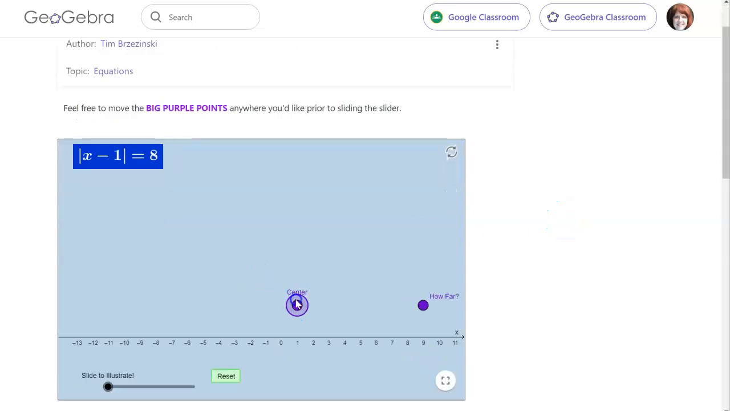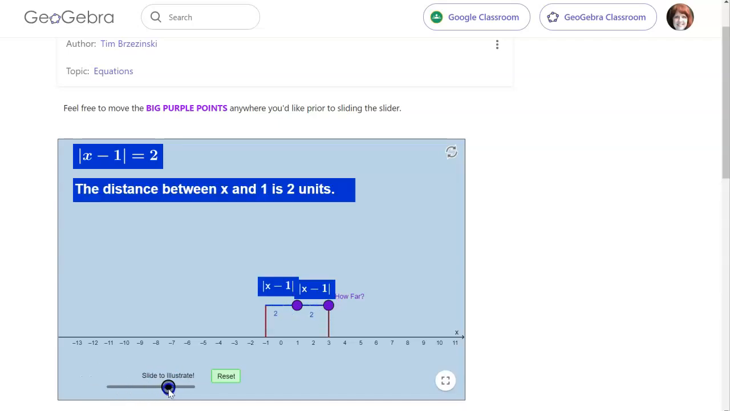Oh, this needs to be at 1. And then this needs to be at 3 for this to be the same. So they're going to play with this until they get that expression. And then down here they're going to click this slider, and it's going to show them the statement, the distance between x and 1 is 2 units.